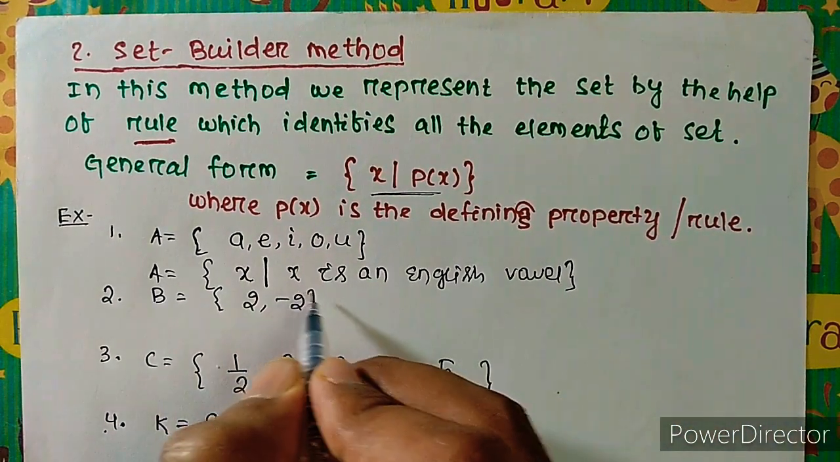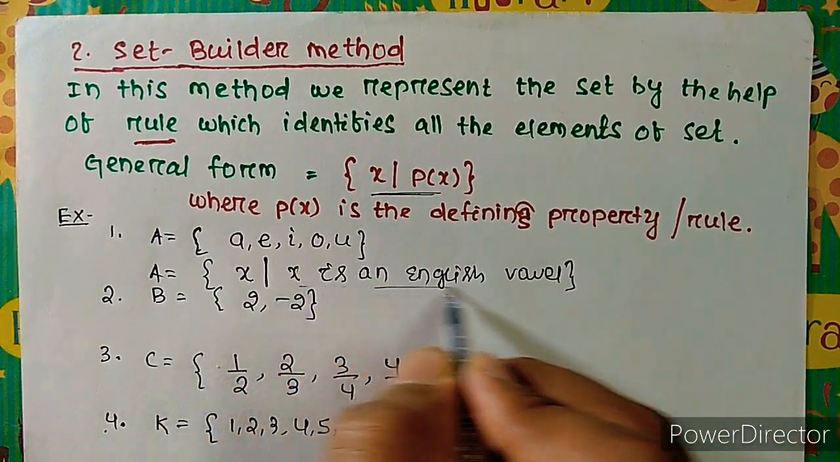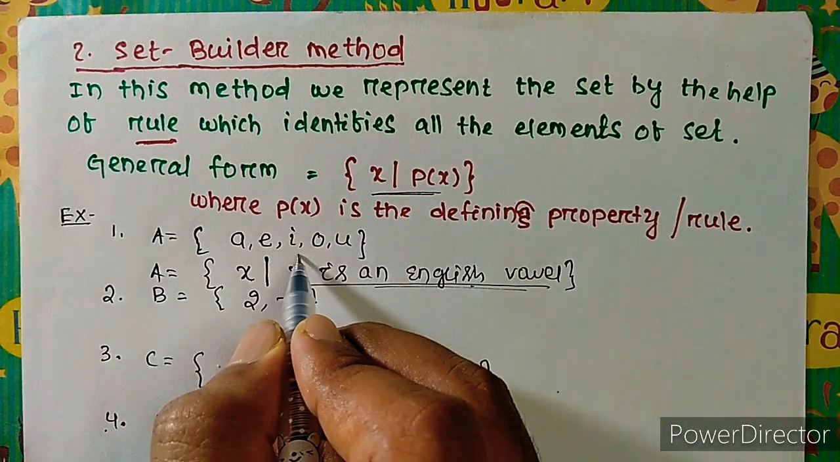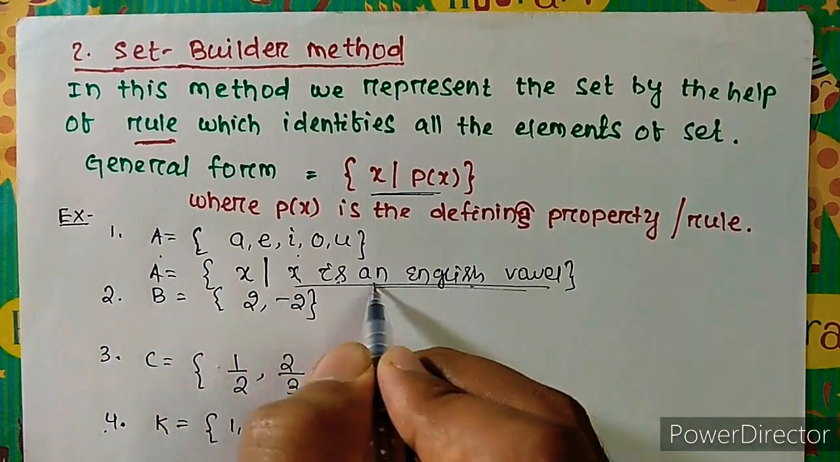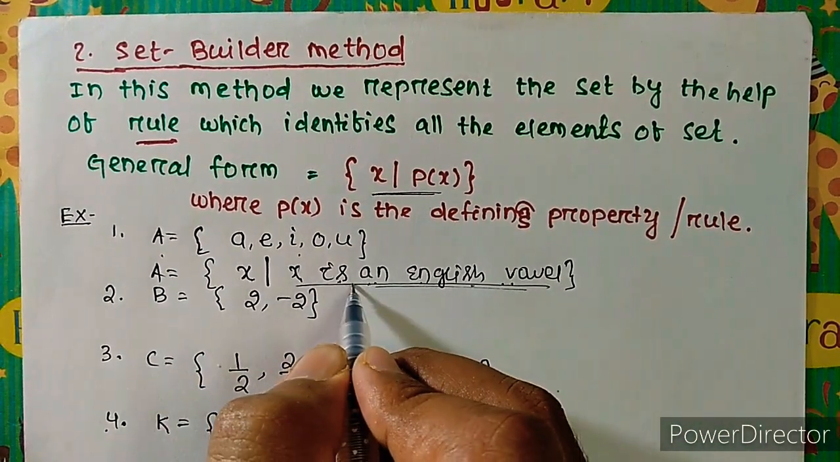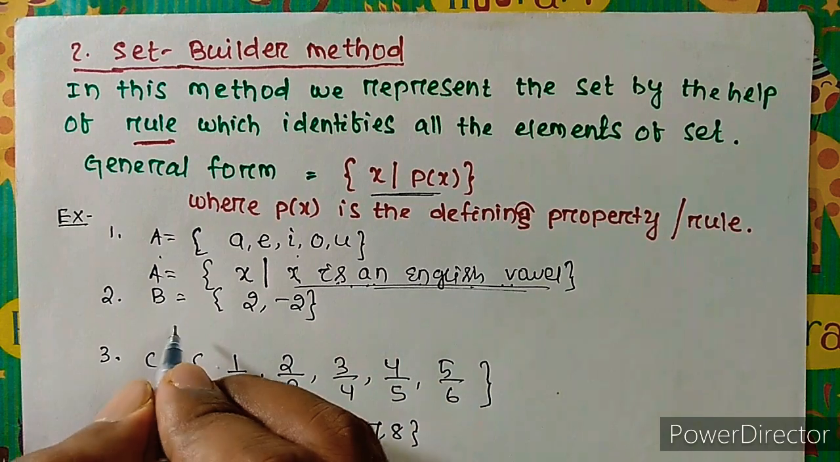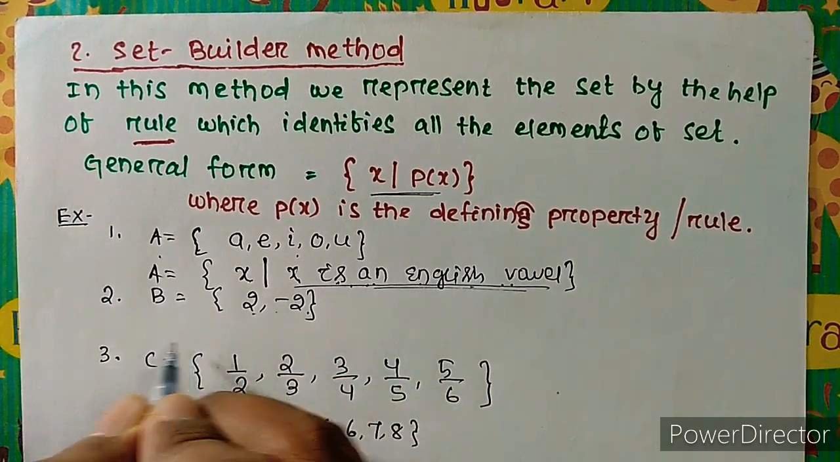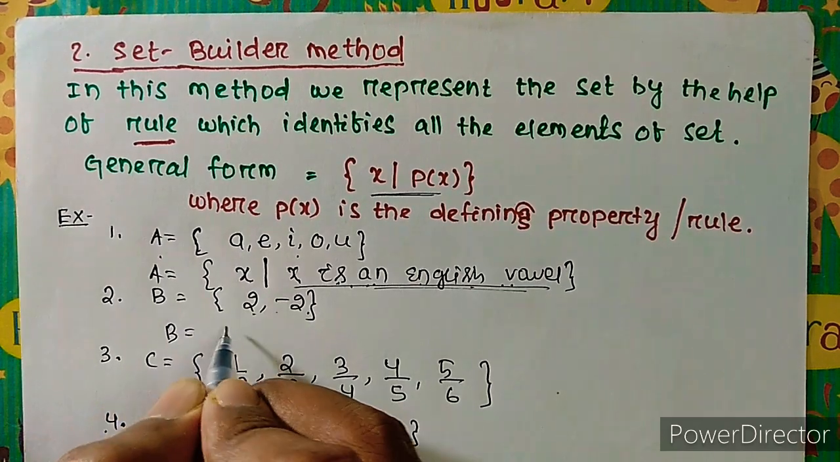Okay, so we have made the rule which satisfies all the elements present in the set A. X is an English vowel, and the elements are A, E, I, O, U. And if it is given that the set B is 2 and minus 2, now we have to make a rule. What is that rule?